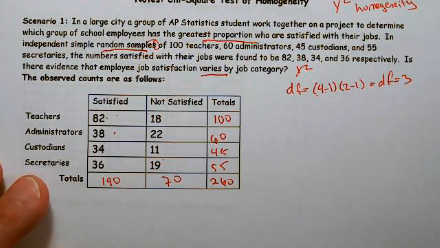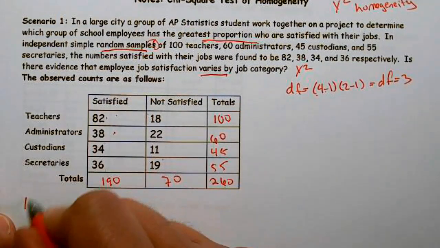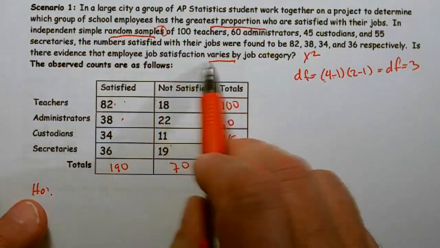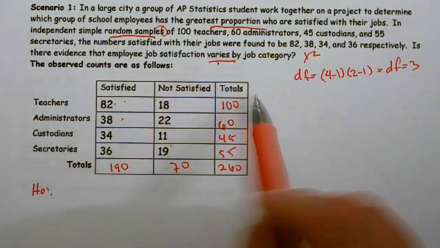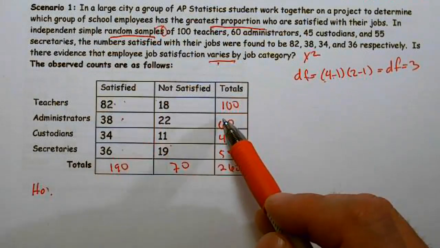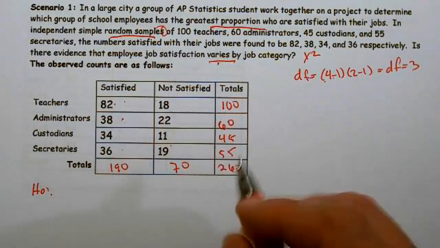So what's my null hypothesis? Well, I know this is not a statement of independence because it didn't ask me that. It asked me if they varied. It can't be goodness of fit. So this must be chi-squared homogeneity.